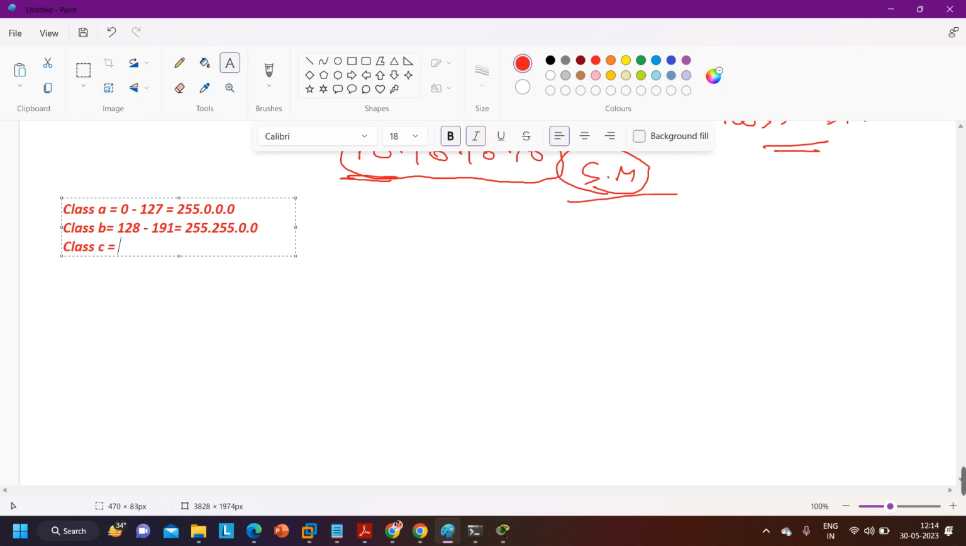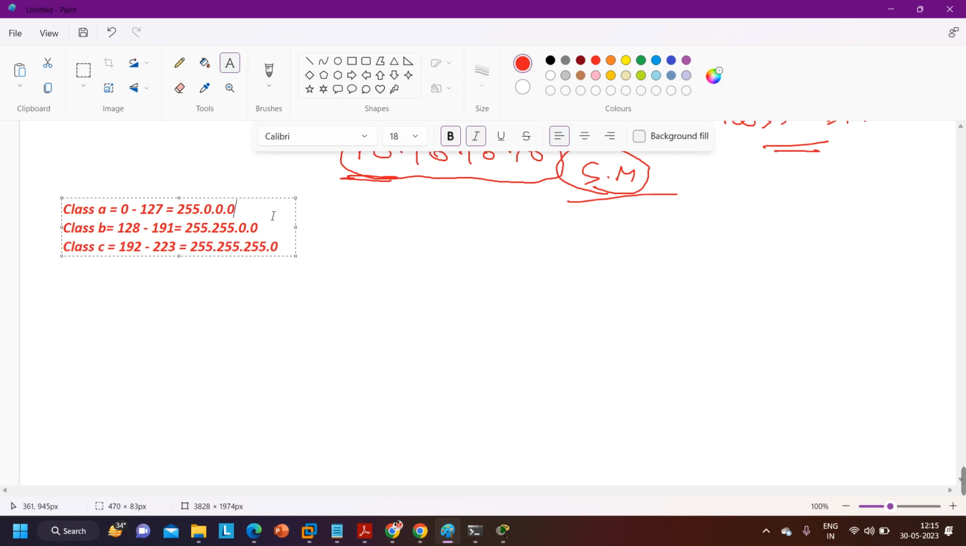Class C range is 192 to 223 and the subnet mask is 255.255.255.0. By default, in class A there are 8 network bits. In class B, by default, there are 16 network bits, and in class C, by default, 24 network bits.